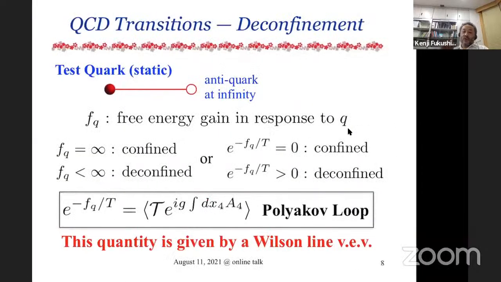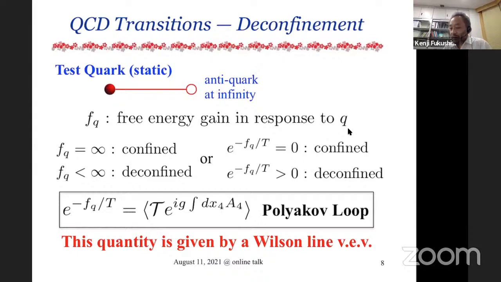And so then the question is, what should be the order parameter? To define the order parameter, let's perform the following thought experiment. Just put a test quark inside the medium, and this test quark is static and very heavy. Then you can define the free energy associated with the presence of this test quark. If this free energy is infinitely large, then the presence of this test quark is not allowed, which means that the vacuum is confining. But if this free energy gain is finite, then the system is in the deconfined phase.